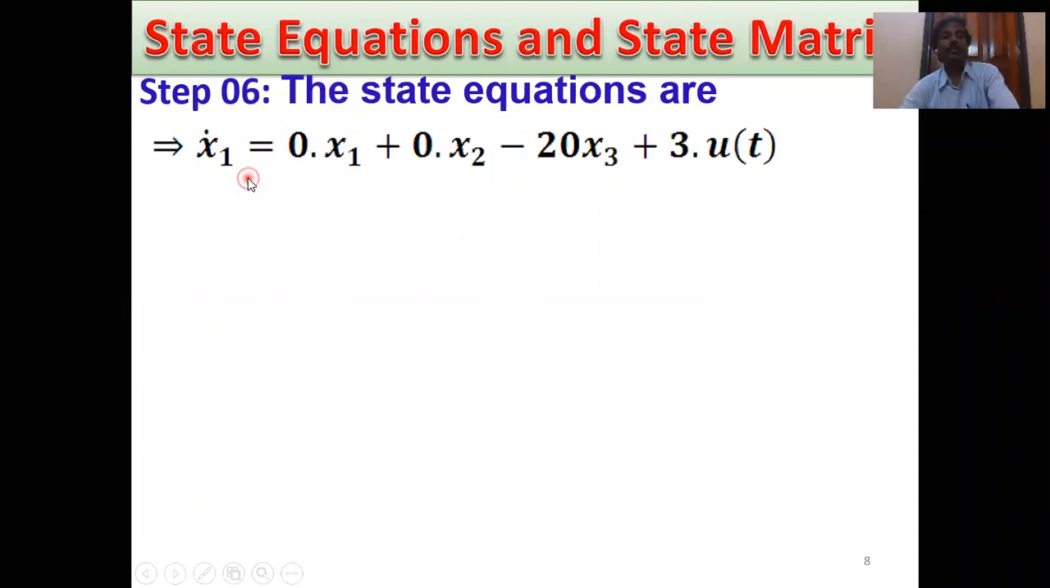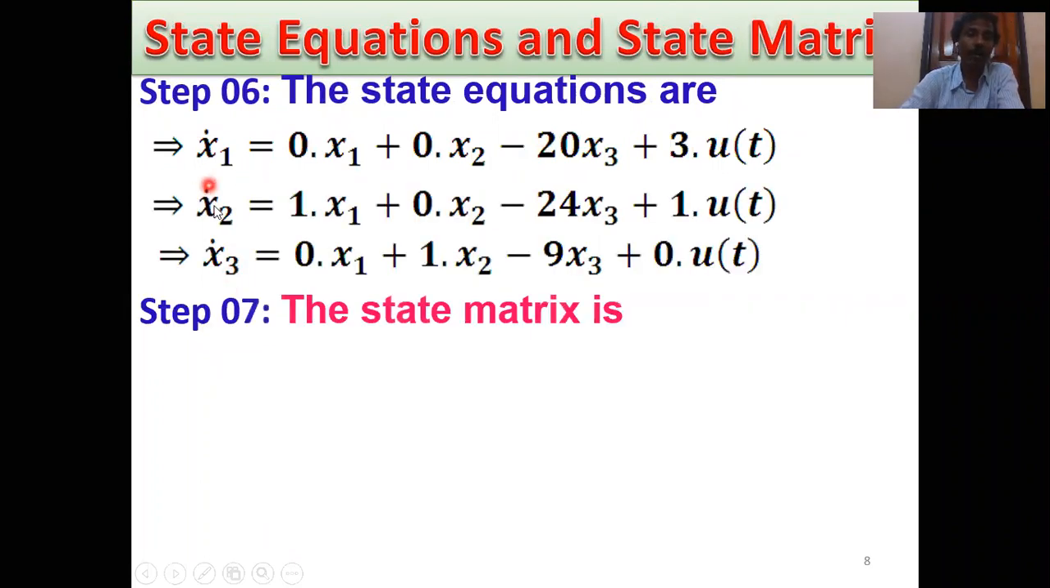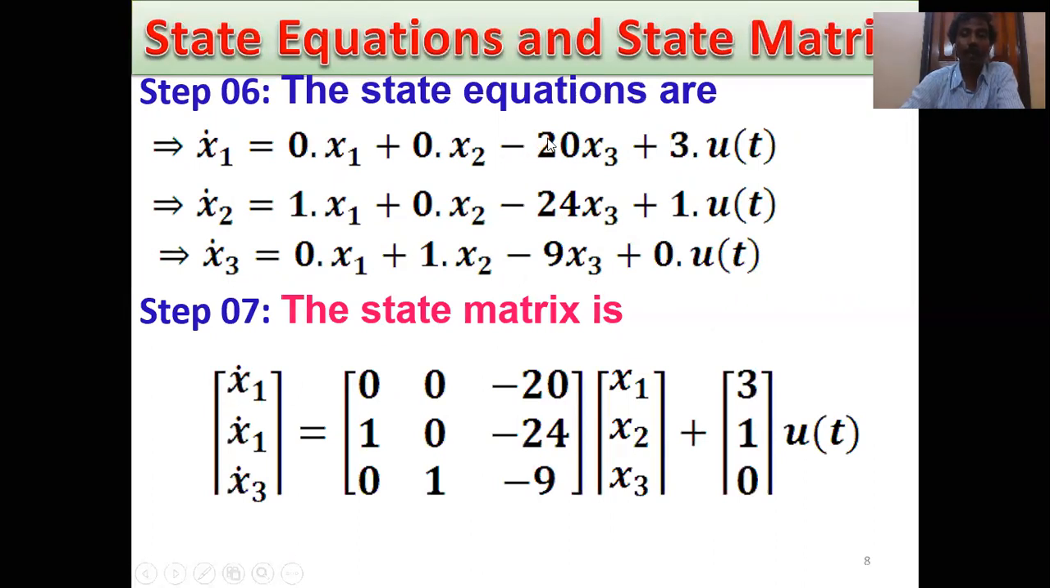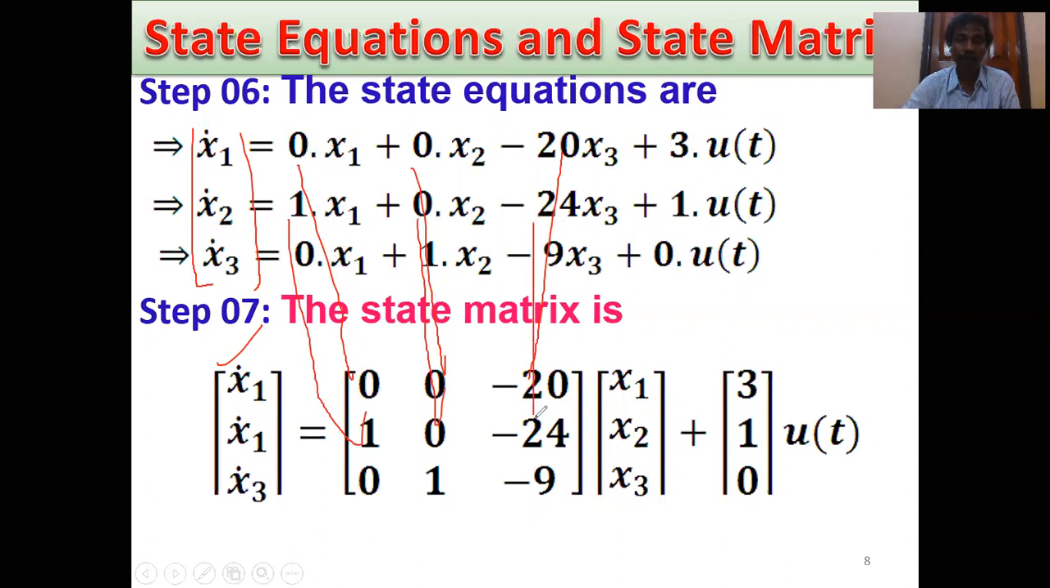Then the state equations are x1 dot, x2 dot, x3 dot. x1 dot equals 0 into x1, 0 into x2, minus 20 into x3 plus 3 into u(t). x2 dot equals 1 into x1 plus 0 into x2 minus 24 into x3 plus 1 into u(t). x3 dot equals 0 into x1 plus 1 into x2 minus 9 into x3 plus 0 into u(t). In matrix form, the left hand side is x1 dot, x2 dot, x3 dot, the coefficients are 0, 0, minus 20; 1, 0, minus 24; 0, 1, minus 9, and this is the state variable vector x1, x2, x3.